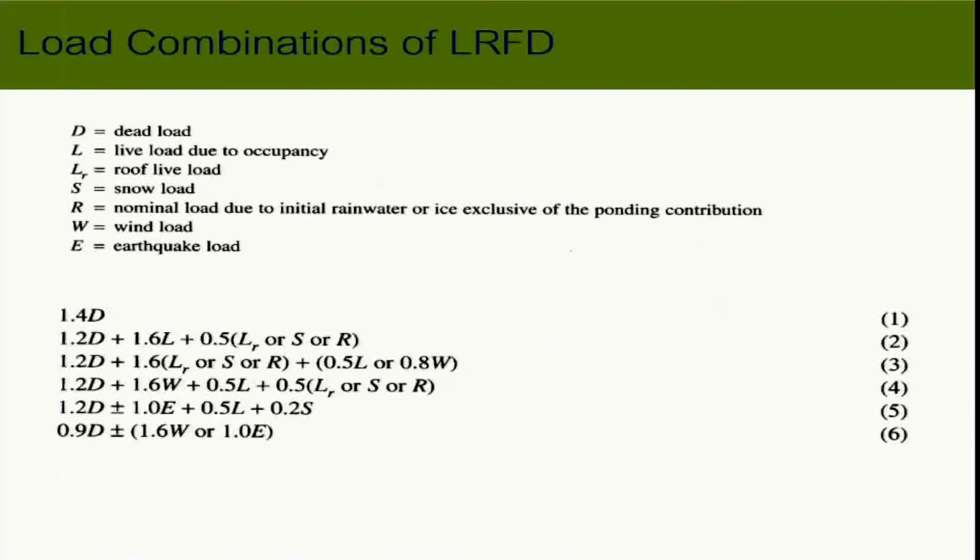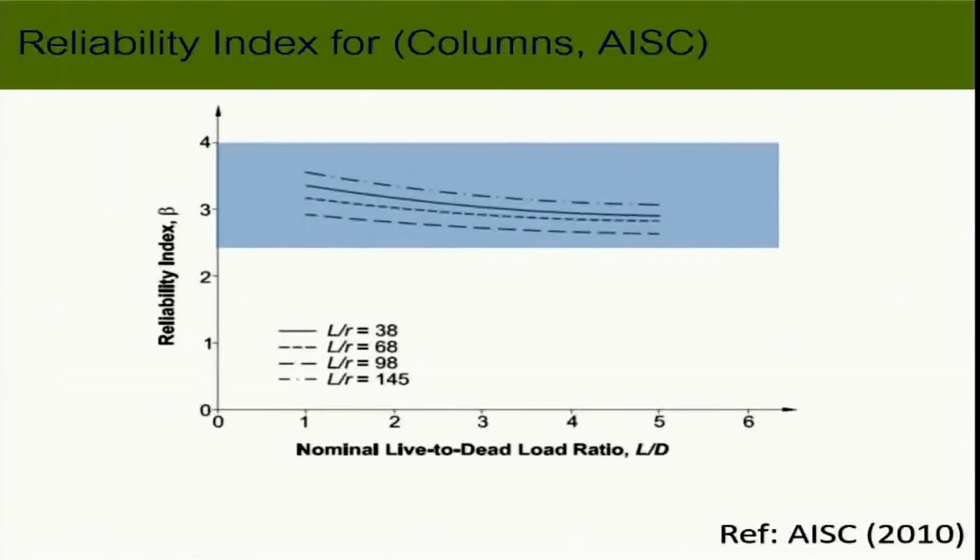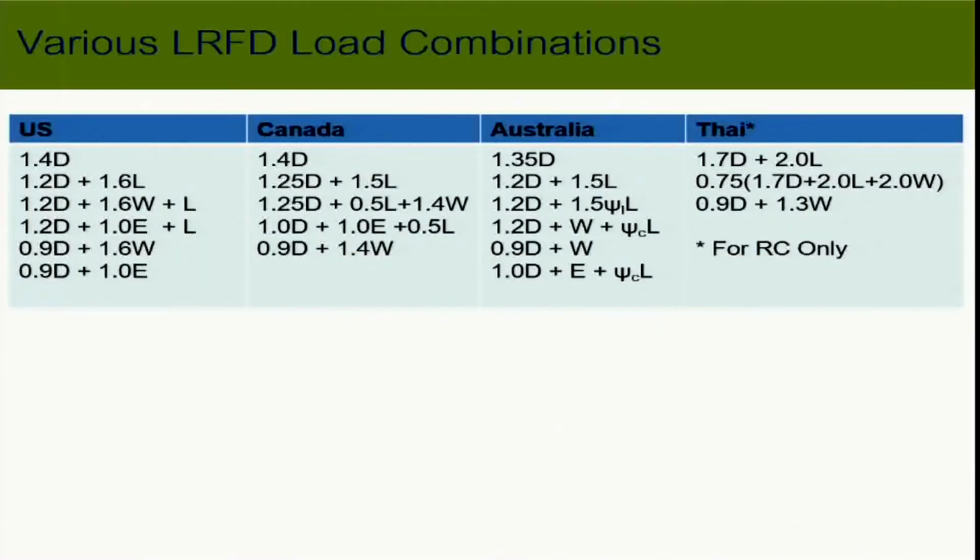So this is an example of the load combination on the LRFD side. This is the US based. If you have the dead load alone, you multiply with that, and you have the lateral load and live load, and so on. And this is the reliability index that they incorporate into the column design. I'm not going to go into details about this. And these are more examples of the various LRFD combinations: the US, the Canada, and as I mentioned, here for our country, it's only available for concrete. We don't have that officially for steel.